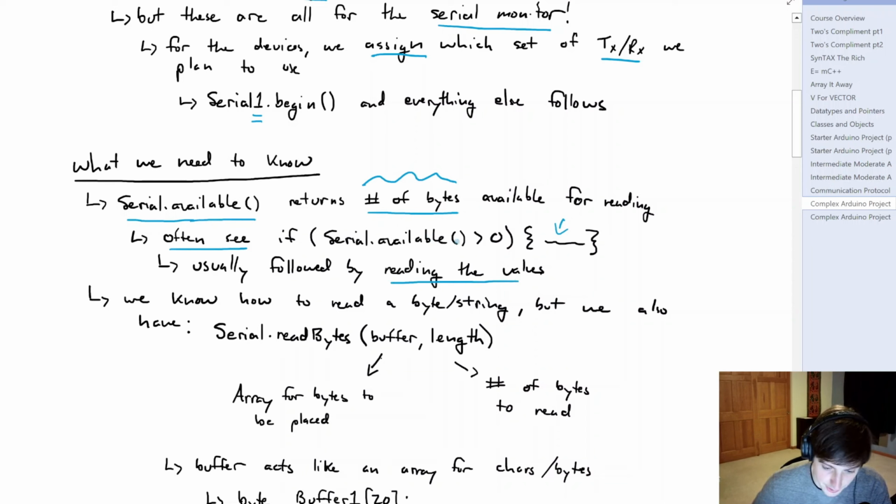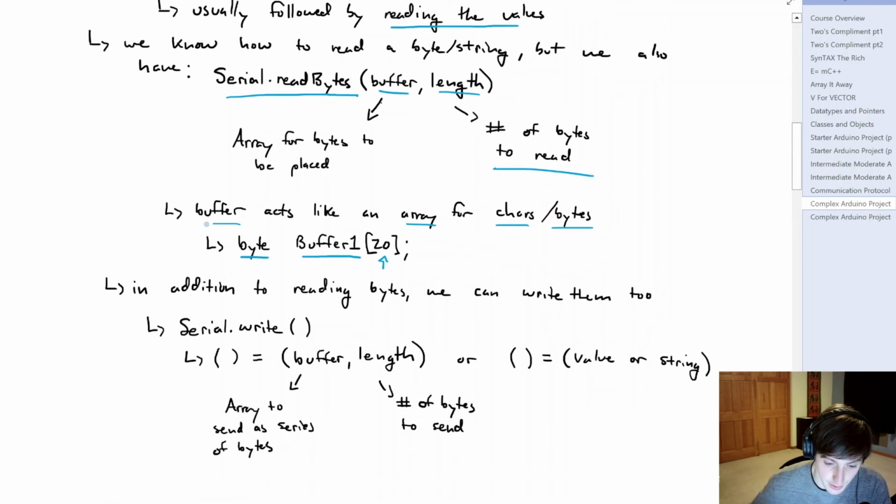Again, above we know Serial.read and Serial.readString. We also have this Serial.readBytes. The arguments inside of the parentheses here will be the buffer and then the length. You can think of the buffer for this as an array that the bytes will be placed into. So you'll have to initially define an array, and then you populate that array using this readBytes right here. And in addition to reading the bytes, we can also write them. For that, we can just use this Serial.write command here. And again, inside of these parentheses, you would populate those arguments with the buffer and the length.